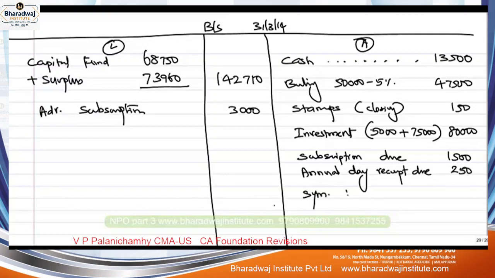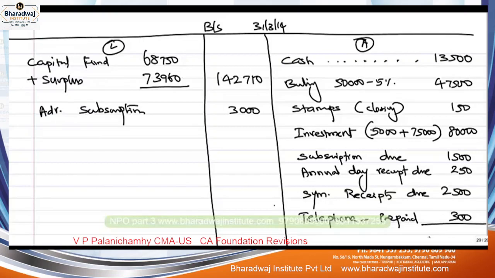Then symposium receipts receivable. Due, how much? 2500. Then telephone paid in advance. What is the telephone prepaid? 300. That's all. Can tally this.